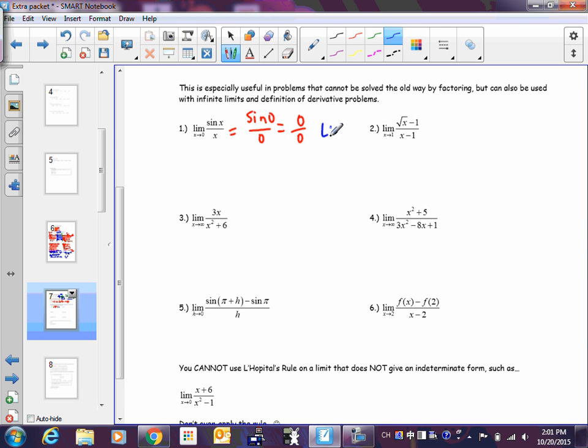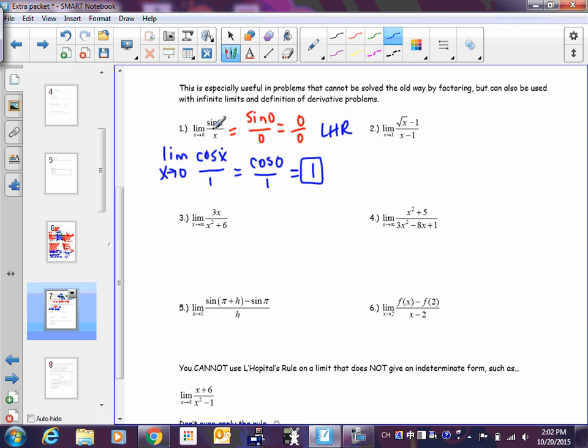So we get 0 over 0, apply L'Hopital's rule, which means we are just going to take the derivative of the top and the derivative of the bottom. We're not taking the derivative of the whole thing like quotient rule. This is just a rule, like a shortcut. And once you do that, you should be able to plug 0 back in and actually get an answer. Cosine of 0, anybody? 1. So 1 divided by 1, that's your answer.